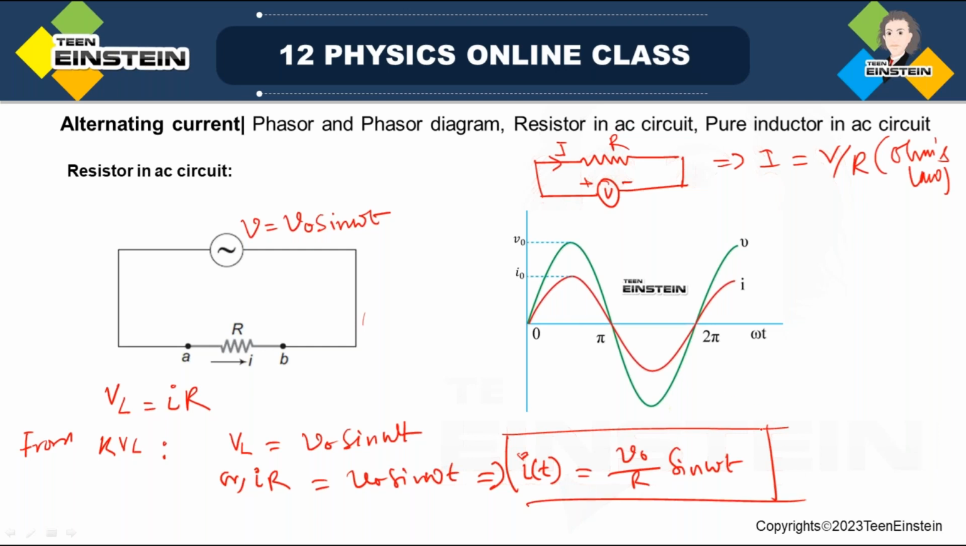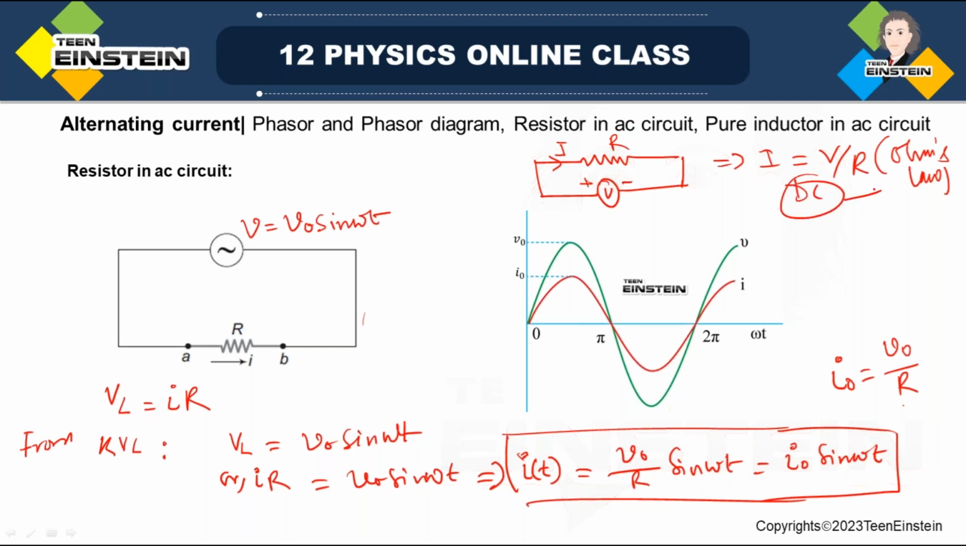So this is actually the current, and this term V0 by R I am taking as I0, so I is I0 sin omega t. What we are seeing here is that in case of DC we use Ohm's law, and in case of AC also, Ohm's law is valid.